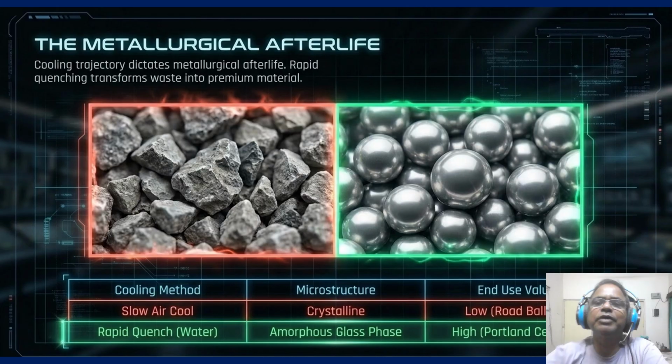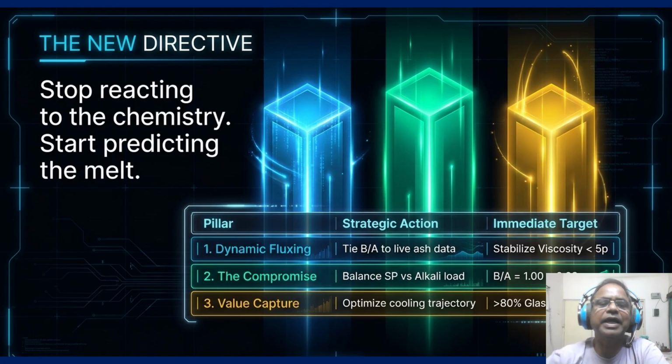So coming to our last slide, which is about a new directive. We are done reacting. We predict the melt, dynamic fluxing, balance basicity, and glass phase recovery. So follow these pillars and you will master the furnace.